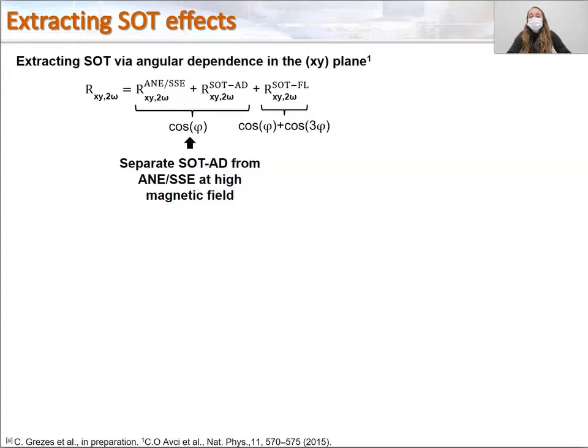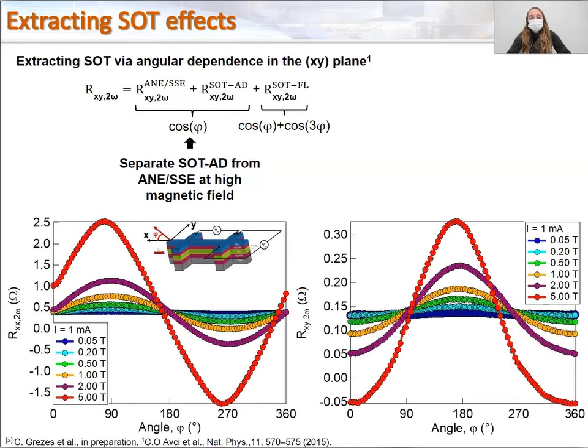The anti-damping can be further separated from the thermal contribution by considering that it induces a dynamical oscillation of the magnetization and hence decreases with the amplitude of the magnetic field. Shown on the bottom are the angular dependence of the second harmonic resistance in the x-y plane with a current of 1 mA for different applied magnetic fields. The results show a strong angular dependence that increases with the magnetic field.